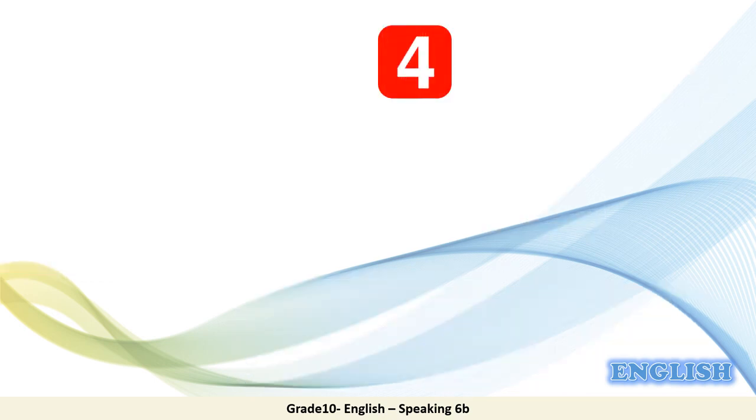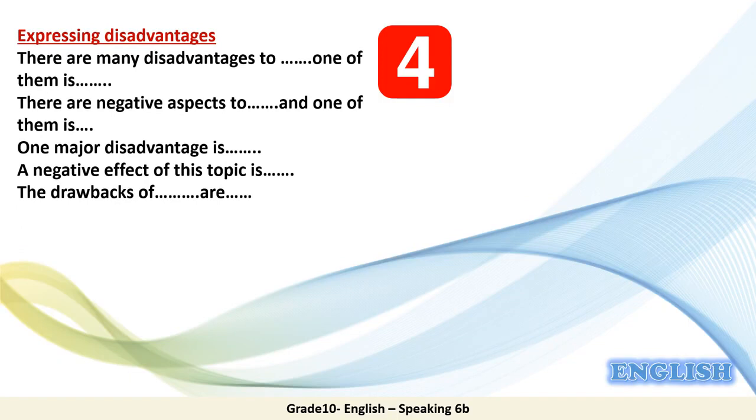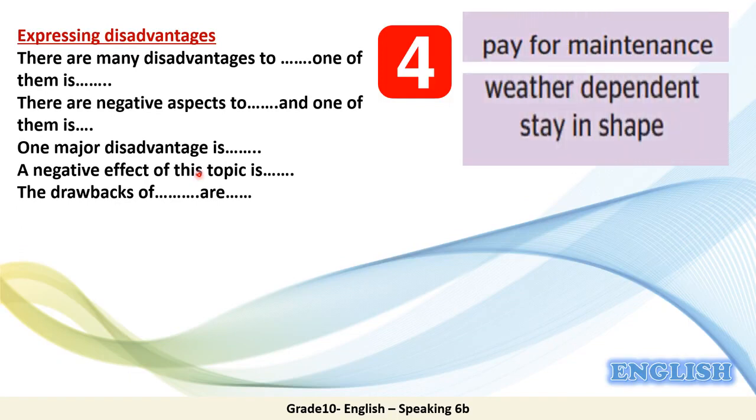The fourth point, we will be talking about expressing disadvantages, and we will be using these two boxes. There are many disadvantages to having an outdoor cafeteria. There are negative aspects to building an outdoor cafeteria. One major disadvantage is, for example, the weather dependent. Try to put the sentences we have here together and let's figure out what you can do.